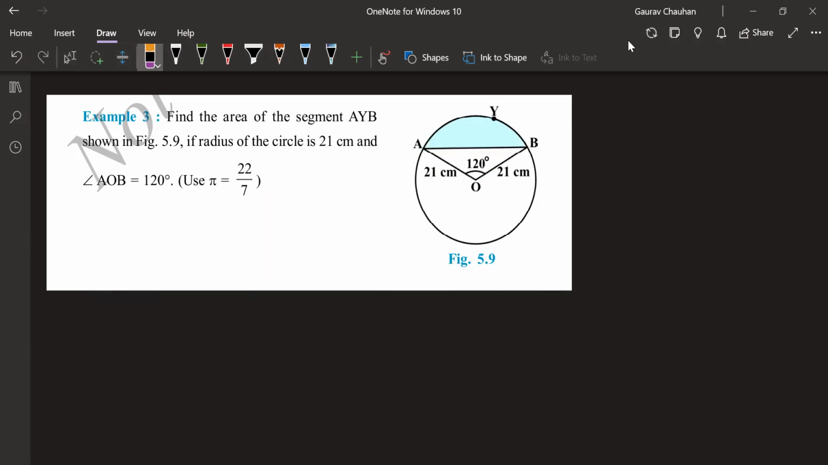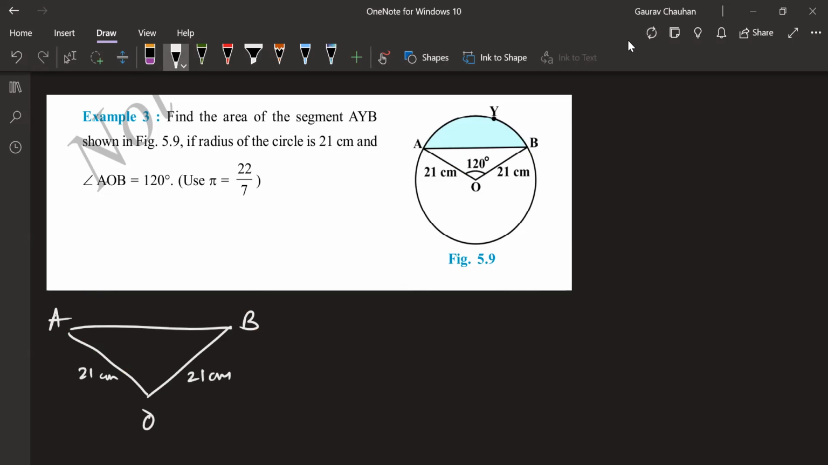Here, I'm going to take this triangle separately. I'm not going to go into the sector much. We will do that at the end. So separate this triangle, AOB. Everyone okay with this? This is 21 centimeter, this is 21 centimeter, and this is 120 degree.